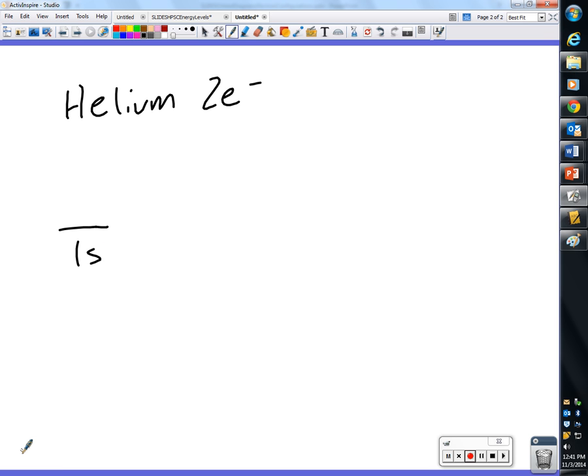The 1s orbital. Okay? But, like we discussed the other day, how many electrons can this orbital hold? 2. On our quantum numbers, how do we distinguish 2 electrons that are in the same orbital? There was one quantum number that's important. Spin quantum number, right?